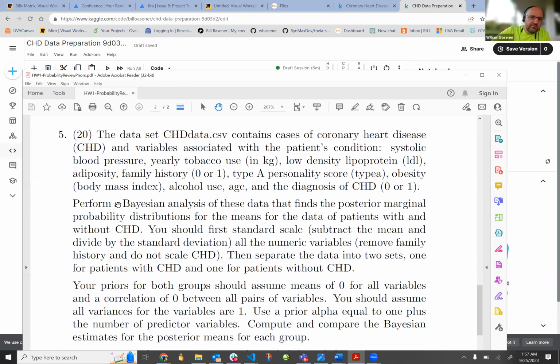Okay, so what does this mean? Perform Bayesian analysis of these data. When somebody says do Bayesian analysis, it means we're going to use priors and probabilities, and we're going to get a probability distribution on the parameters. I can't emphasize this enough: often when you see probability distributions on parameters, which we call a posterior probability distribution, those parameters are things that we think of as being fixed.